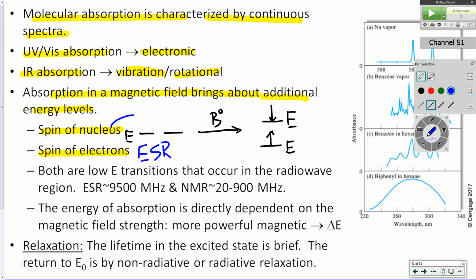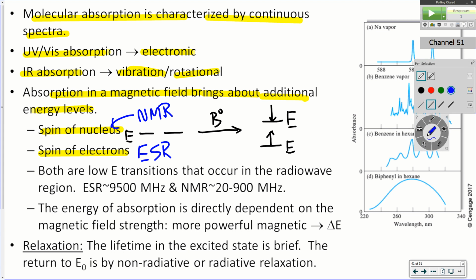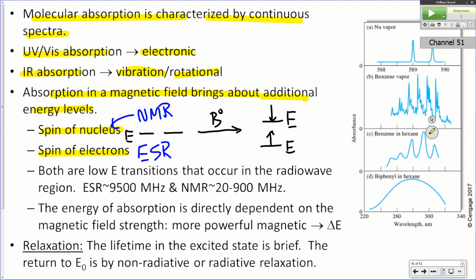And then the spin of the nucleus is the one we're more common with if you've had organic NMR, nuclear magnetic resonance spectroscopy. But both of these typically are going to occur, it depends a little bit on the magnetic field strength, but they're going to occur in the radio wave regions. In ESR, you're talking about 9,500 megahertz. In nuclear magnetic resonance, where you'll use much higher field strengths, up to 900 megahertz. I think there's a 1,000 megahertz magnet that's been produced, but there's only a few of them been made. It's very hard to get a stable field strength when you get a magnet that big.